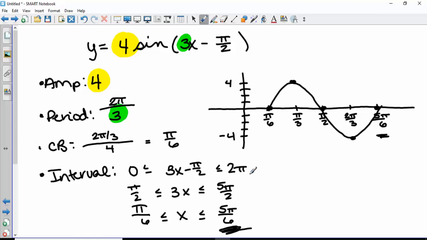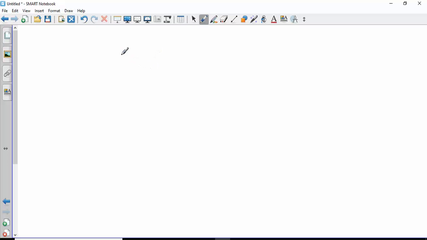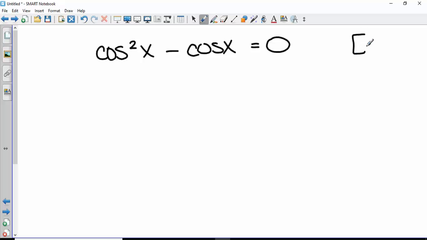Let's do something else that would probably be worth more. A lot of the identities, I'm trying to think. So proofs and some of our solving equations, I think we have a little more trouble with those. So let's try a couple. Let's see. If I told you to solve this on the interval 0 to 2 pi.